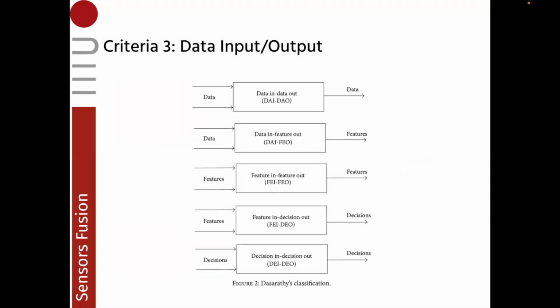So the third criterion is the type of input and output. As we can see, we will work with 3 main entities: data or signal, features, and decision. So we can have data in input, data in output, features in input, decision in output, or decision in input, decision in output.